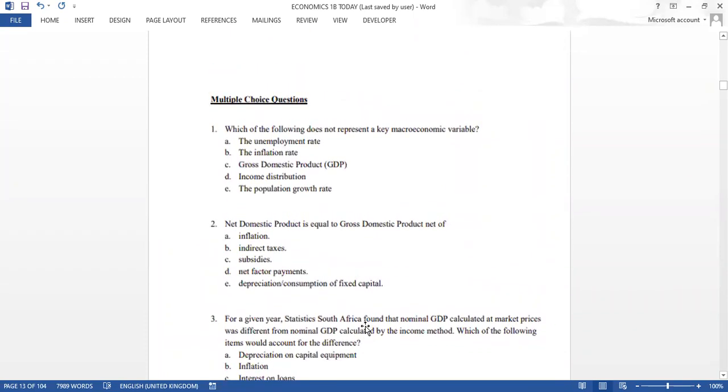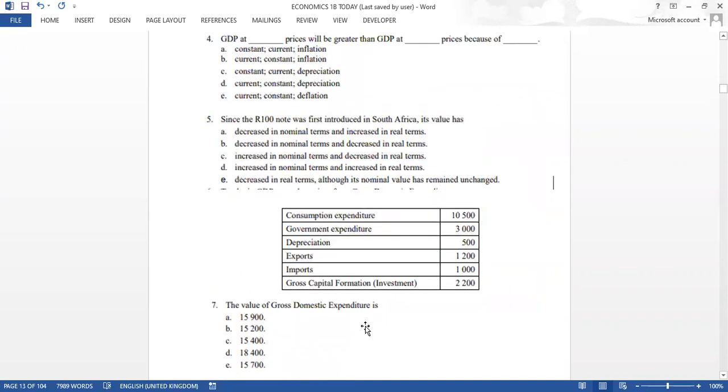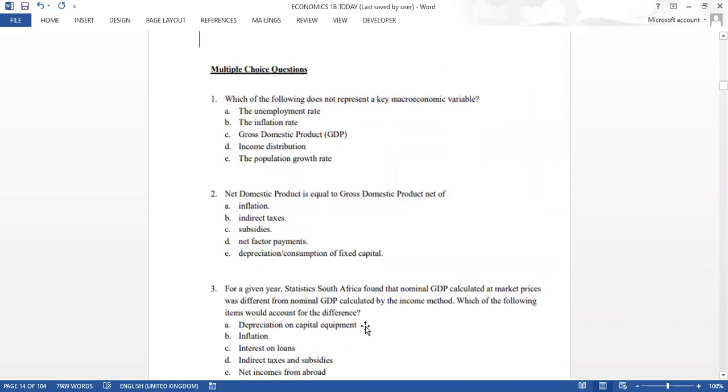All right, so that brings us to the end of today's presentation. But before we close, I just want us to look at some of the exam type questions that we can meet in relation to the subject of economic growth, etc.